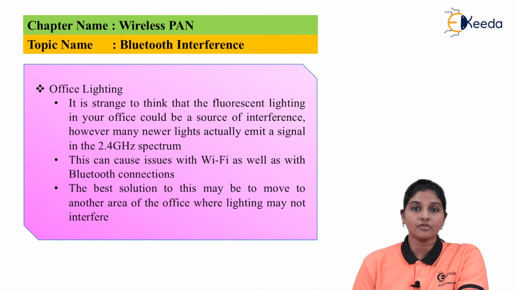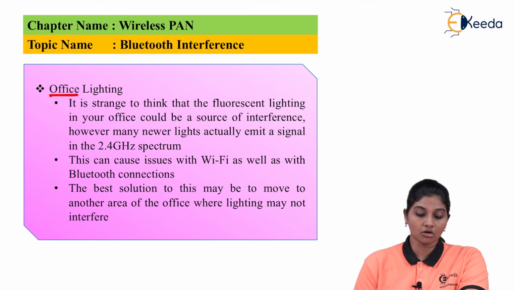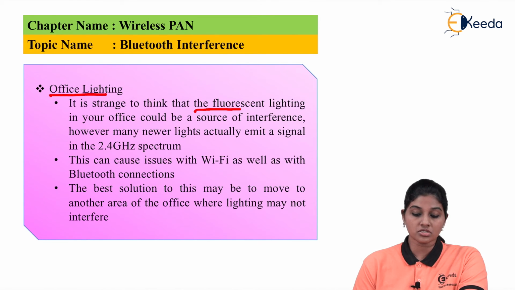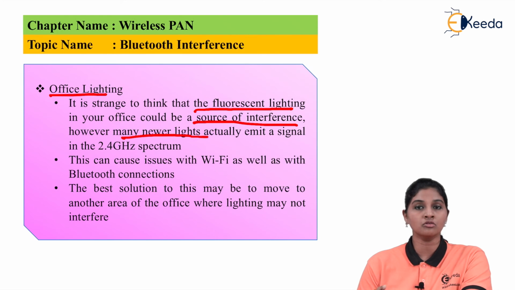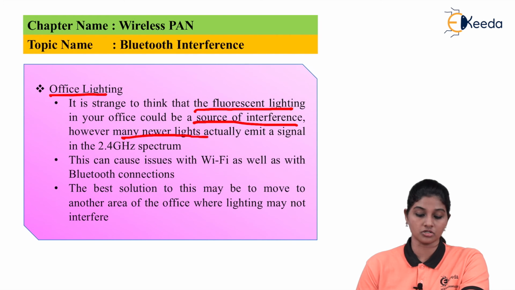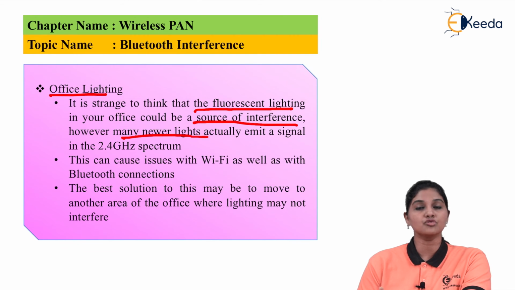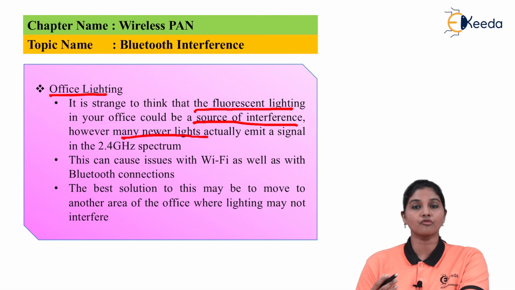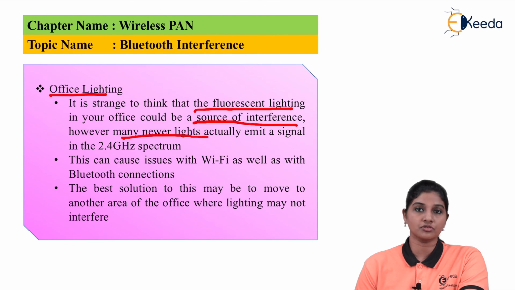The next type of interference that occurs in Bluetooth is office lighting. The fluorescent lighting in offices can be a source of interference. Many lights emit at the frequency of 2.4 gigahertz. As this spectrum is used by most electronic devices, the signals from those devices may cause interference with each other, or even with the Bluetooth signal.